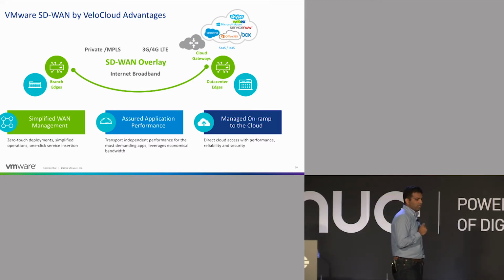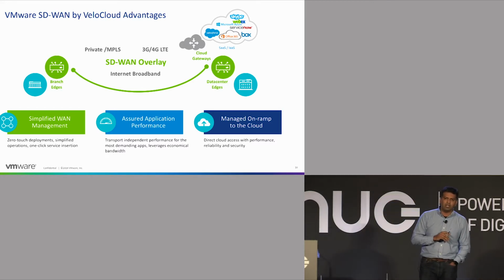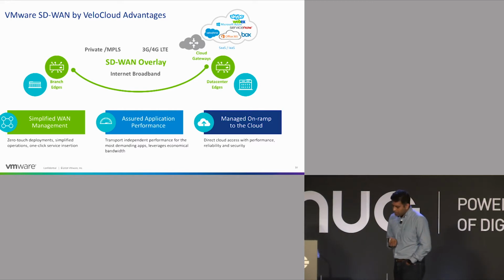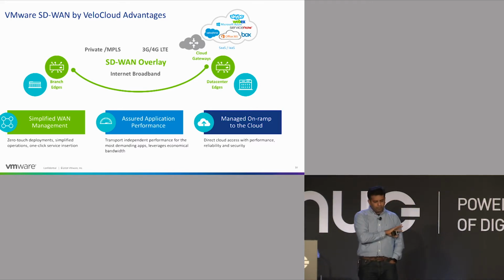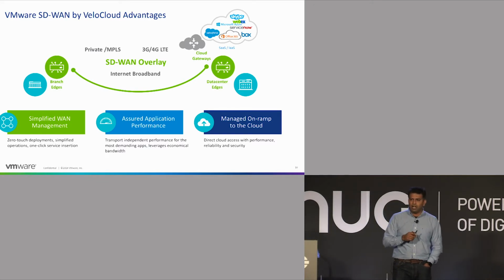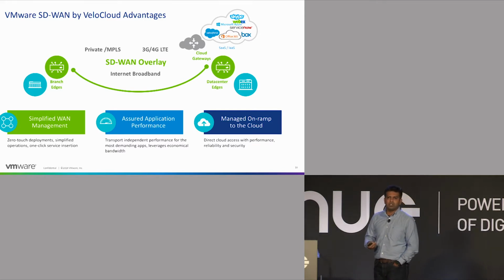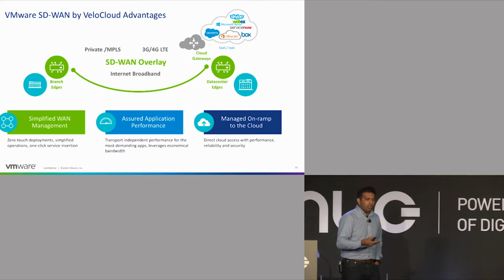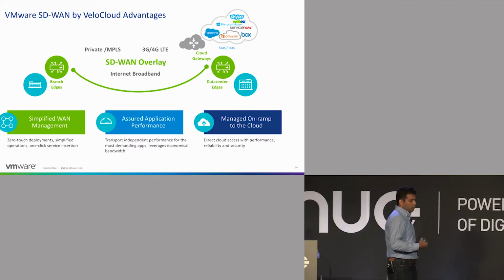That kind of ties into the assured application performance umbrella. And then also managed on-ramp to cloud. The managed on-ramp to cloud is something which VeloCloud offers in order to help customers easily on-ramp their applications to cloud, right? The feature or the solution component which fits into this requirement is a gateway. There is a gateway component in the solution.